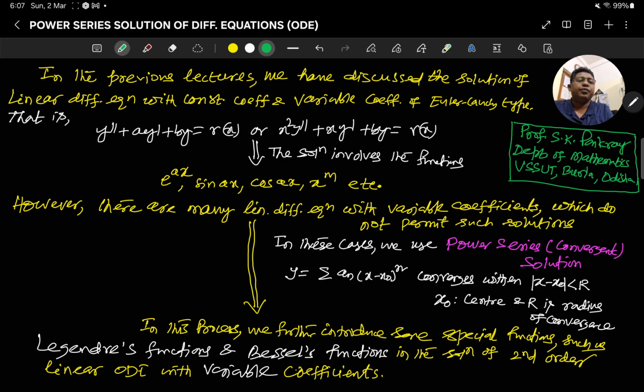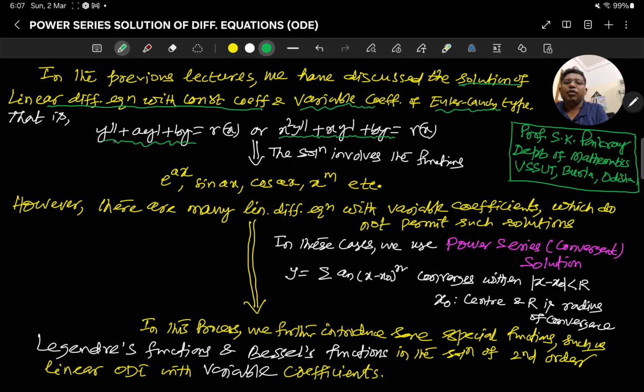Hello everyone. In this lecture I shall discuss the power series solution of differential equations. In the previous lectures we have studied the solution of linear differential equations with constant coefficients and a few variable coefficients, where the variable coefficients are of Euler-Cauchy type, like this: x square y double dash plus xy dash plus by is equal to rx. And the constant coefficient equations are basically second order.